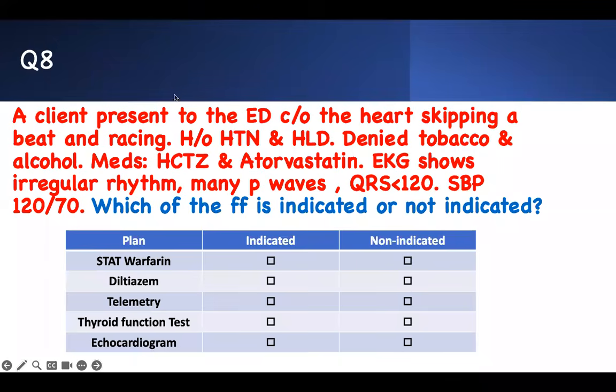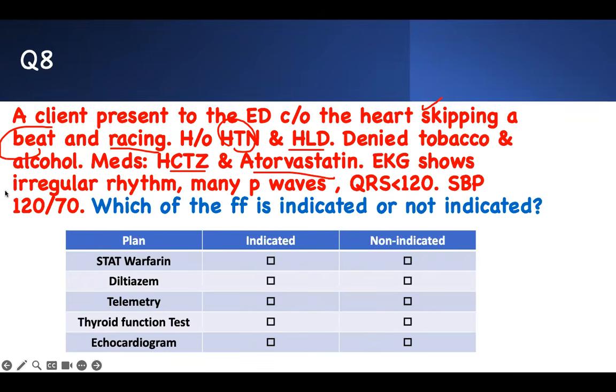A case study for you. Like I told you, 85 simulating the test, right? Which of the following is indicated or not? The client presents to the emergency room complaining of what? Heart skipping, a buzzword. They always put it in the first 2 sentences. Beating and racing, so some palpitation. He has a history of hypertension and hyperlipidemia. He denied tobacco or alcohol. He takes what? Hydrochlorothiazide and atorvastatin.